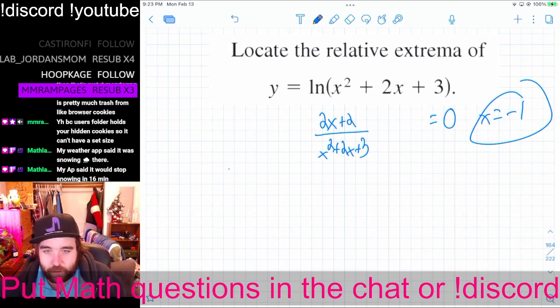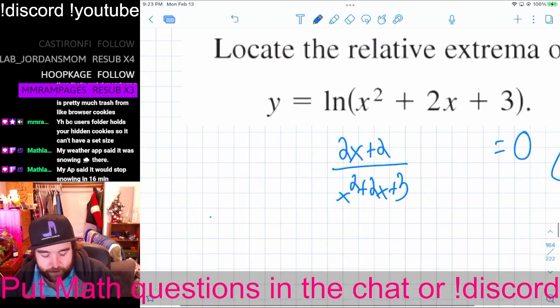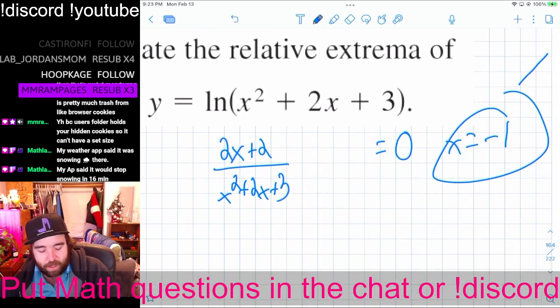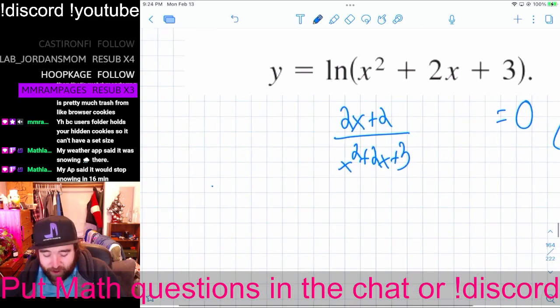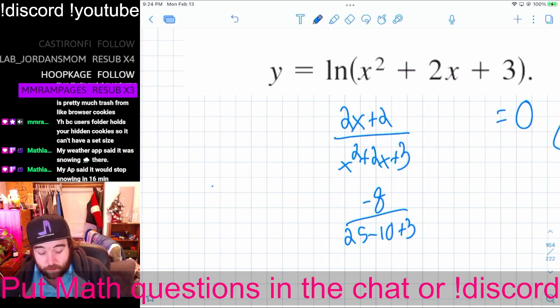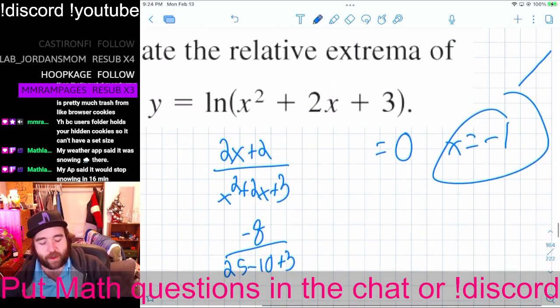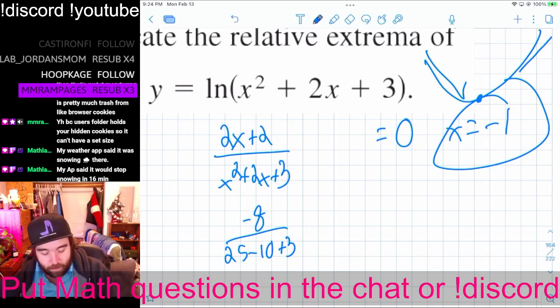And then we can just see real quick, is it increasing or decreasing on either side? So if we plug in 0 to this, what do we get? We get positive 2/3, right? So that means on the right, it's increasing. Let's see if it's decreasing on the other side. If I plug in like -5, I'd have a -8 on the top and 25 minus 10 plus 3 on the bottom, which would be positive. So negative divided by positive, so we're negative and decreasing on that side of -1. So you connect the dots, and that shows you that -1 is a minimum.